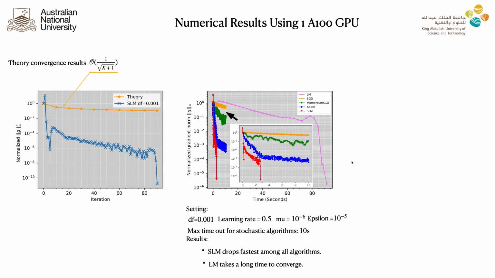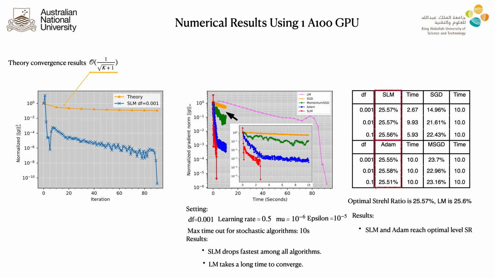We also set a maximum timeout for the stochastic algorithms, which is 10 seconds. The result is that SLM drops fastest among all algorithms, and LM takes a long time to converge. We also show the Strehl ratio of different data fractions for different algorithms. LM can also reach the optimal Strehl ratio, but SGD and MSGD cannot reach the optimal Strehl ratio in 10 seconds. However, we see that Adam can also reach the optimal Strehl ratio.